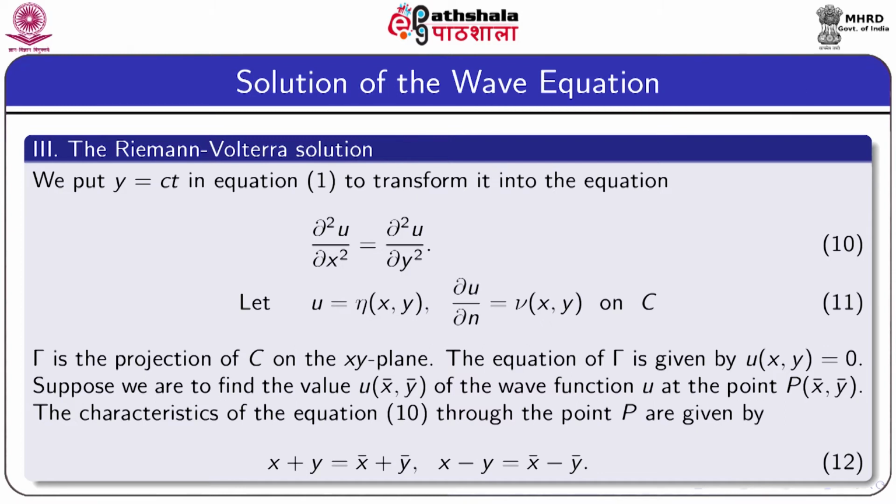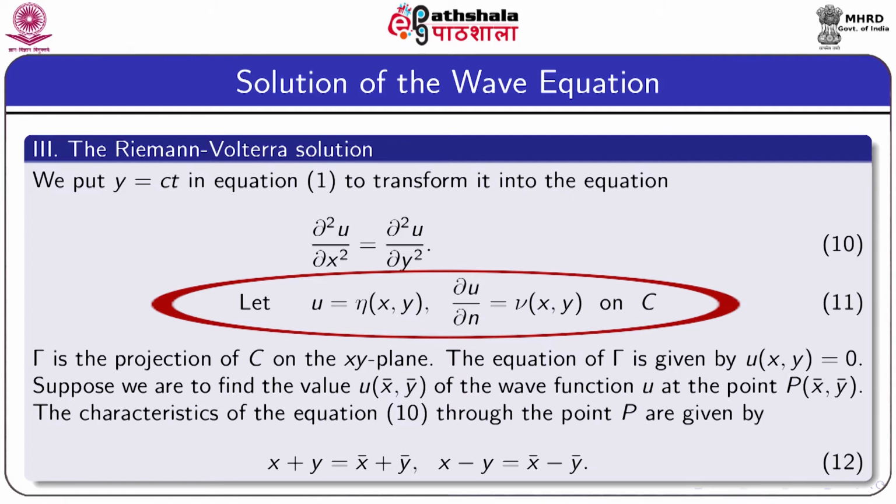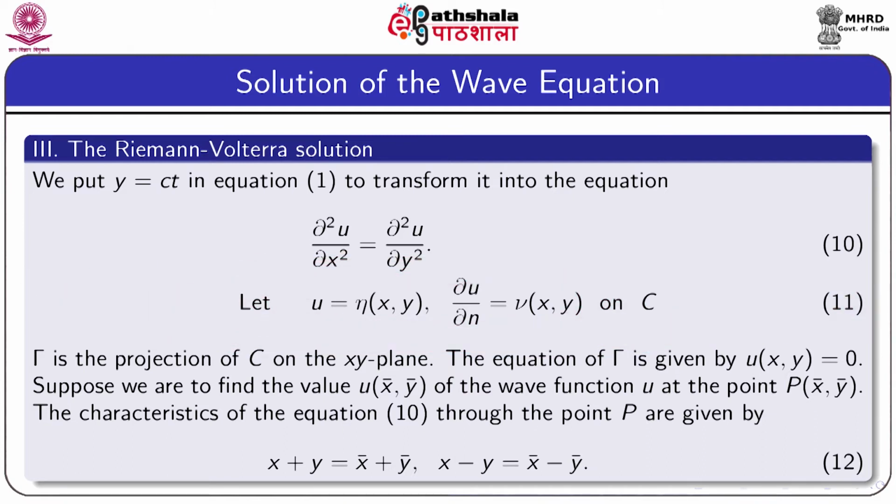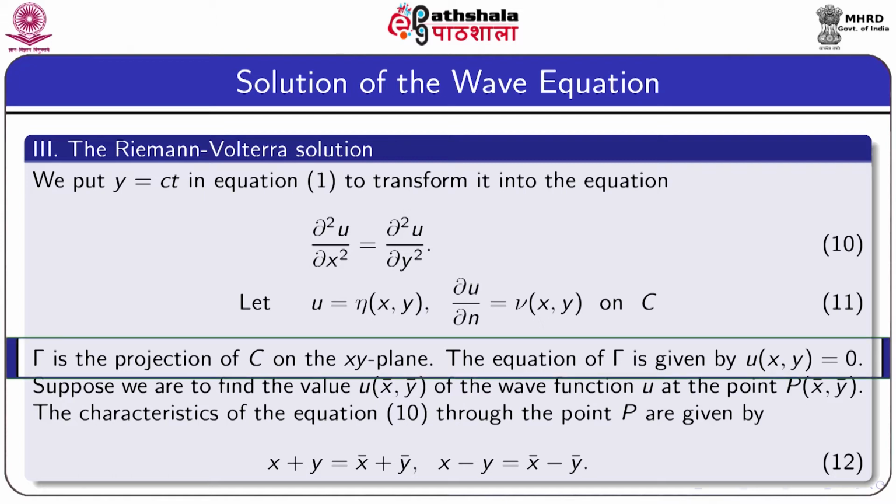Now, in the wave equation, we first give a transformation y = ct, and the equation reduces to the form del 2u/del x squared equals del 2u/del y squared. Suppose we have the condition u = eta(x, y) and del u/del n = nu(x, y) on C. That means the value of the variable u and the normal derivative of u are prescribed on some curve C, and let gamma be the projection of C on the xy plane.